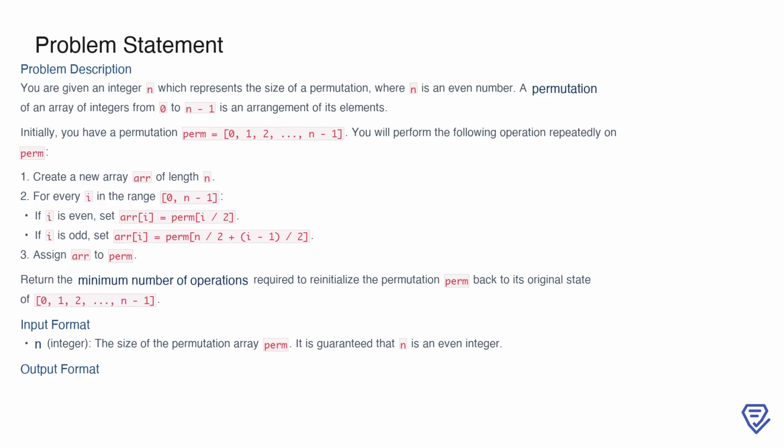In this problem, we are working with a permutation of integers from 0 to n-1, where n is guaranteed to be an even number. A permutation simply means a specific arrangement of these integers. Initially, the permutation is given as perm equals 0, 1, 2, up to n-1.